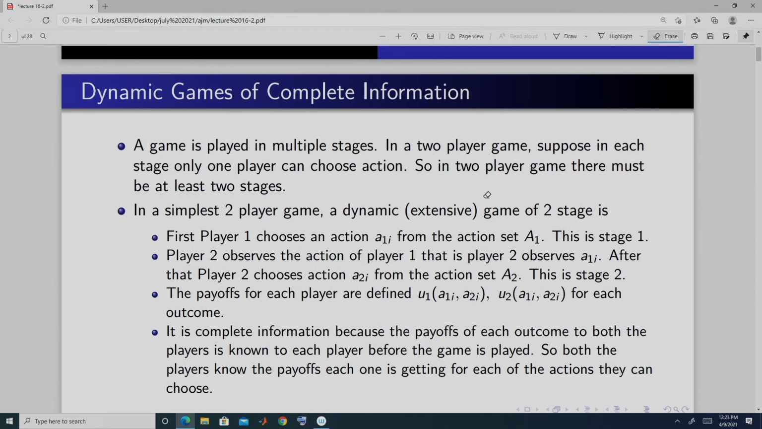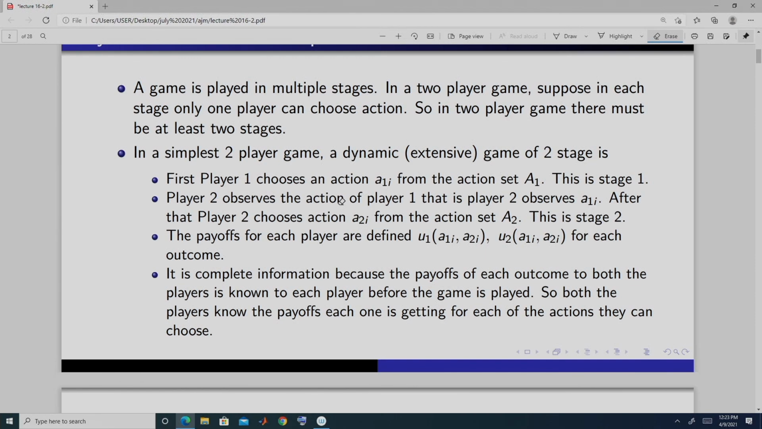So we were doing game theory and we have completed the static game of complete information, and today we are going to do dynamic games of complete information. In a dynamic game, the game is played in multiple stages. In a static game, the game is played only once and simultaneously. Here the players may play the game sequentially, one after another.